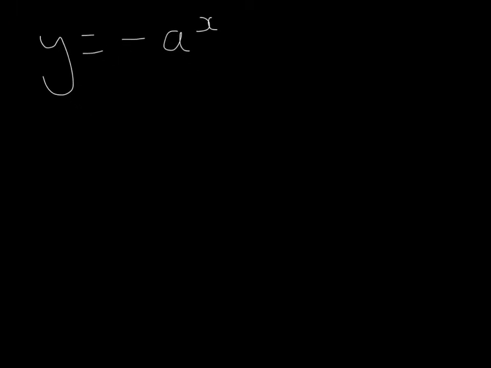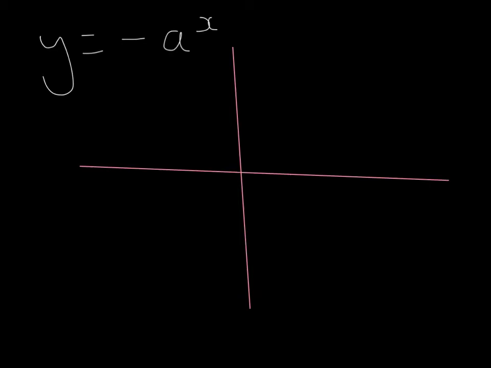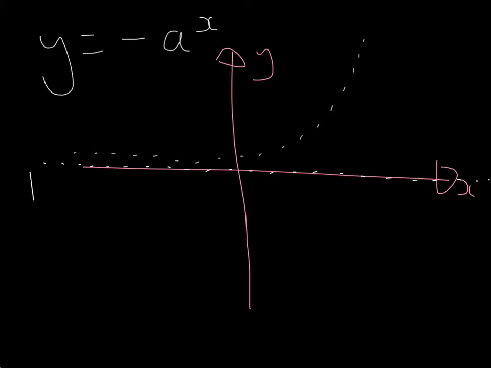Let me draw it again. X, y, I'll again draw our original shape in dotted blue. Our asymptote is across here, y equals 0. The original shape of our graph is shown in dotted blue.